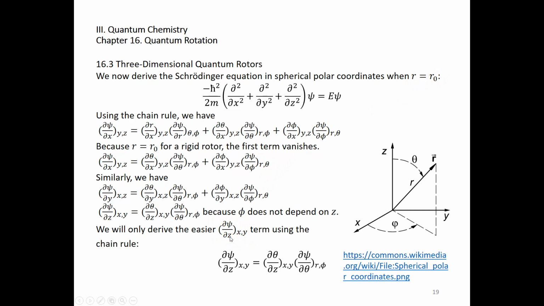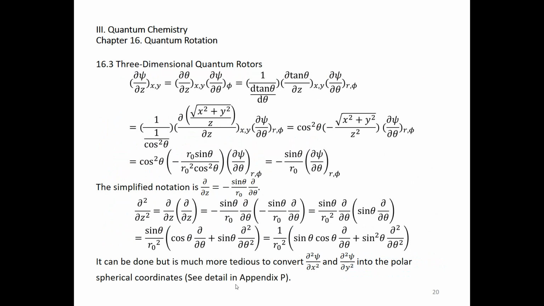It's easier because z is a function of only theta, so we have this equation. Delta psi over delta z is delta theta over delta z times delta psi over delta theta. Over here, theta is the intermediate variable, and this is one of the applications of the chain rule. Now we're going to do the derivation.